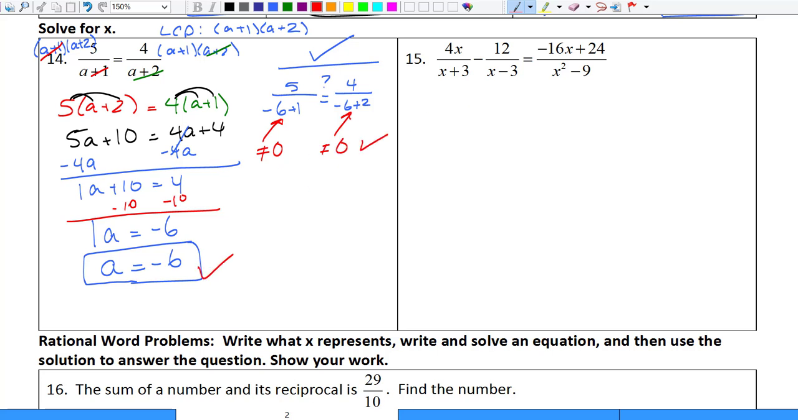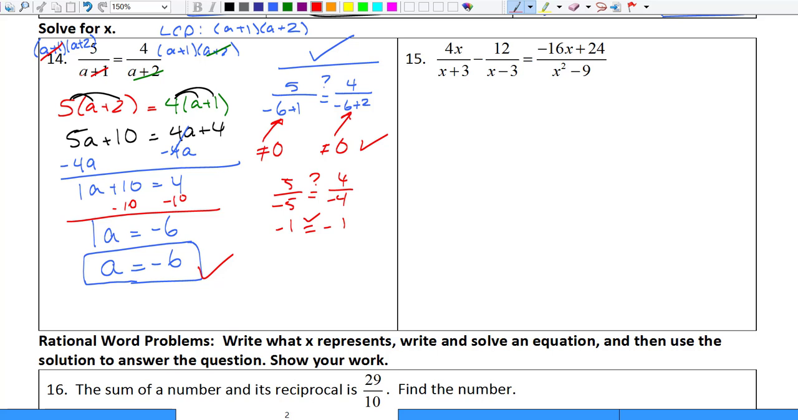Okay. If you really wanted to keep going, you could. So this would be 5 over negative 5 is supposedly equal to 4 over negative 4, and that's negative 1 equals negative 1. It does check out. Do you have to do the whole check? No. All you have to do is when you plug it back in, does it make the denominator 0? If it doesn't, then you're good.